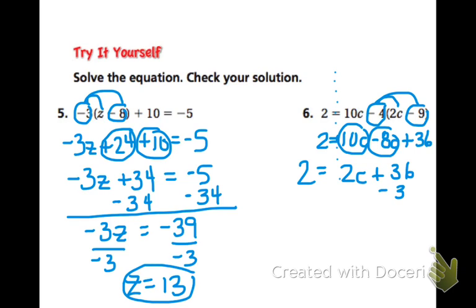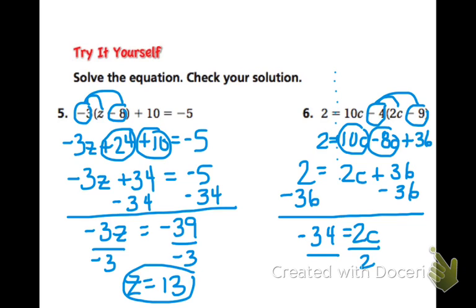If we subtract 36 from both sides, we should get that we have 36 minus 2 is 34. It's a negative 34 is equal to 2c, divided by 2, divided by 2. So we should get a negative 17 equal to c. And then again, you could check your work by substituting in the negative 17.